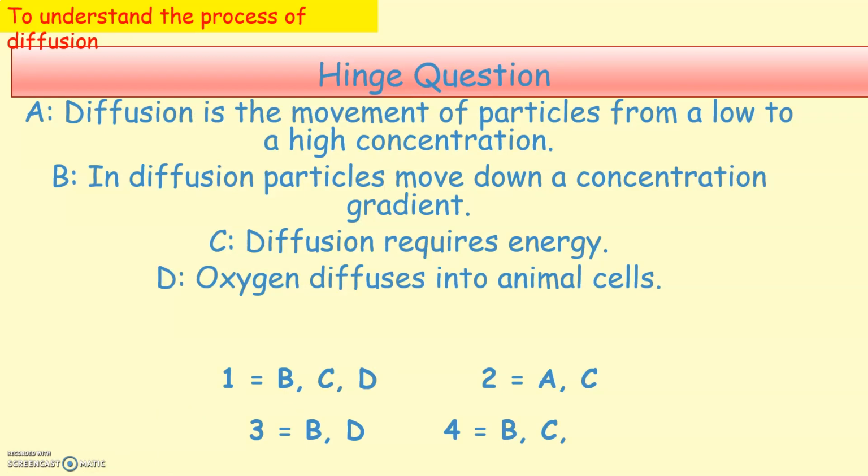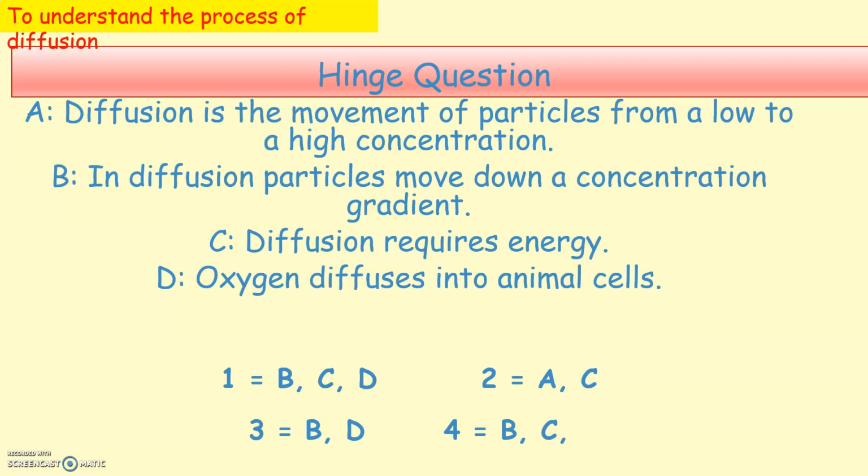Which ones are true and which ones are false? A, diffusion is the movement of particles from a low to a high concentration. That's false because it's from high to low. B, in diffusion particles move down a concentration gradient. Is that true or false? That's true because in diffusion particles move down a concentration gradient. C, diffusion requires energy. Now, diffusion does not require energy because it's a passive transport, a passive process.